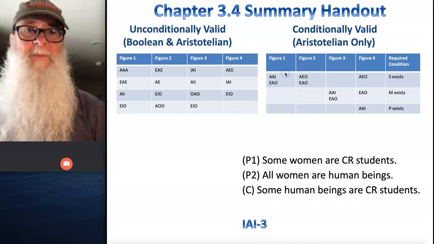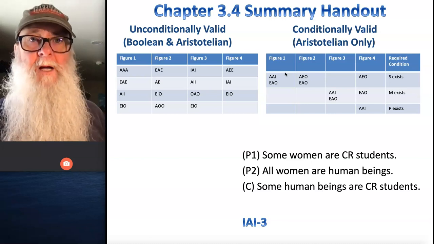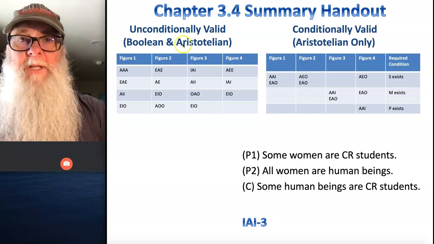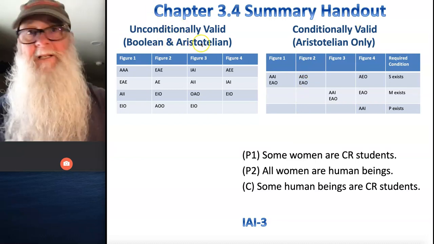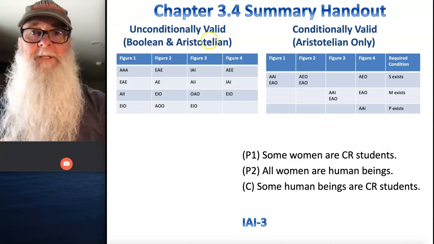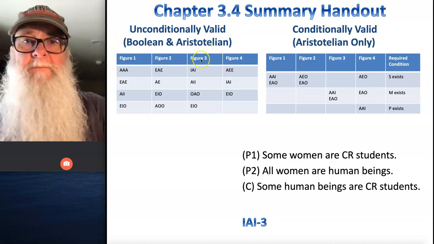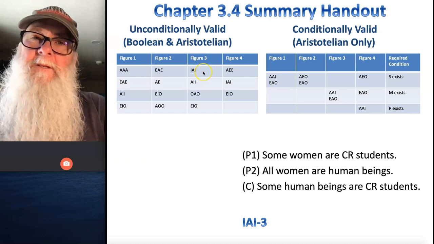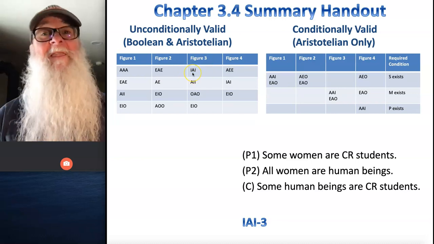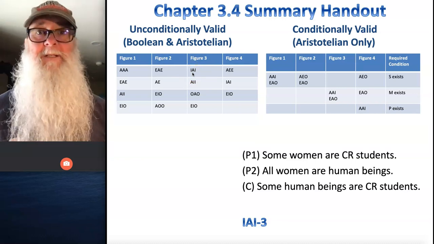How, you ask? Well, just take a look at the argument we were looking at previously. We determined that the form of this argument is IAI figure 3. To determine if this argument is valid or invalid, we simply go to the unconditionally valid forms first, because any argument valid on this chart is going to be valid from both standpoints. We locate the column that represents figure 3, and we simply scroll down that column to see if we find the mood of the argument we're considering. And look at that. It's right there. And that proves this argument is unconditionally valid. It is valid from the Boolean and the Aristotelian standpoint.